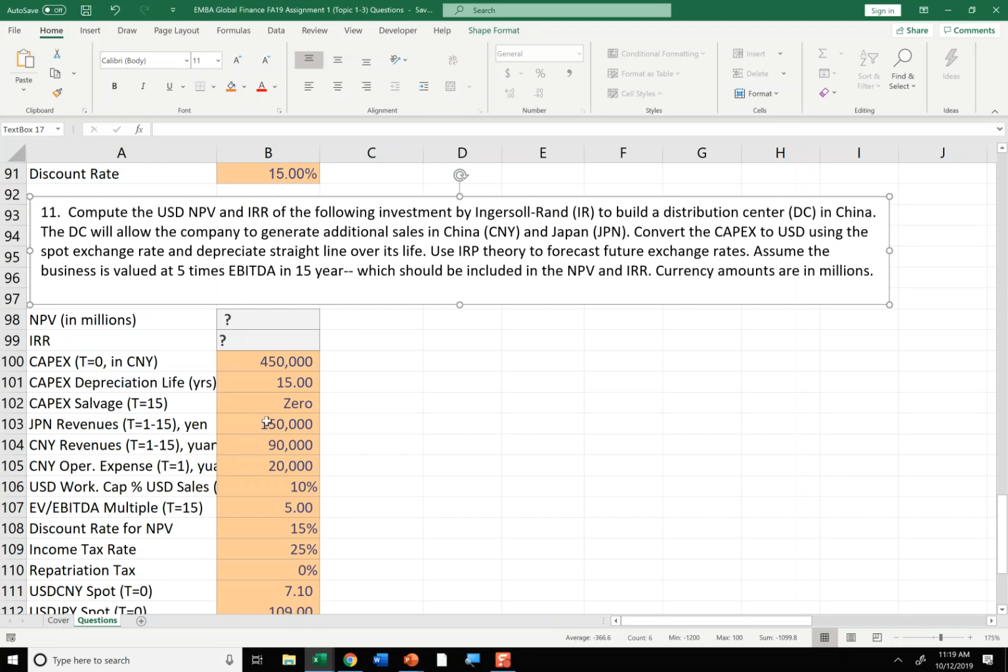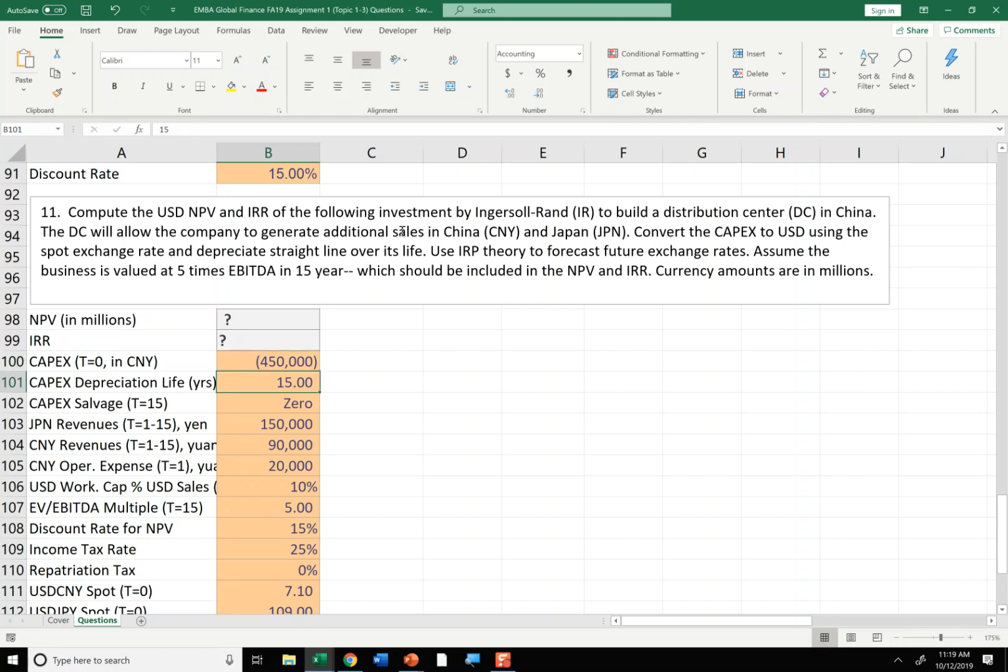It's going to allow it to, let me make sure, yeah, because the cost today is $450,000. So they're going to build a distribution center in China to generate additional sales in China and Japan. Today the cost is going to be 450,000 Chinese yuan. I'll just make that a negative. That's today's Capex.